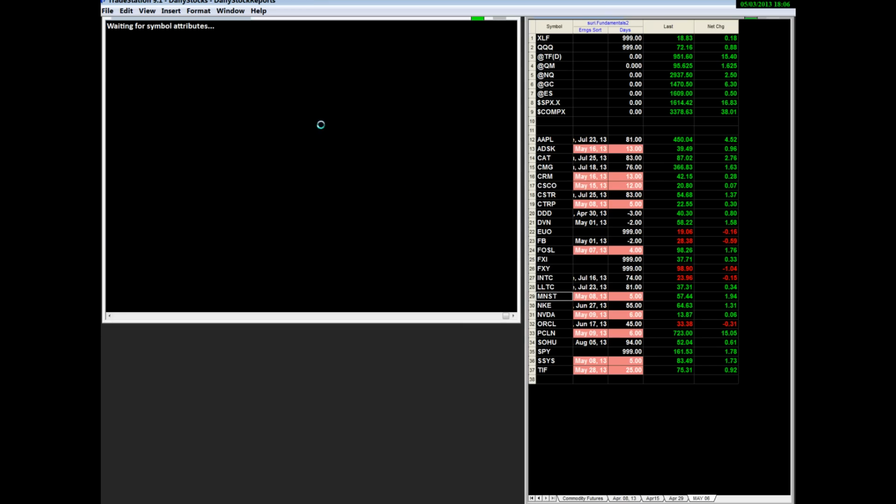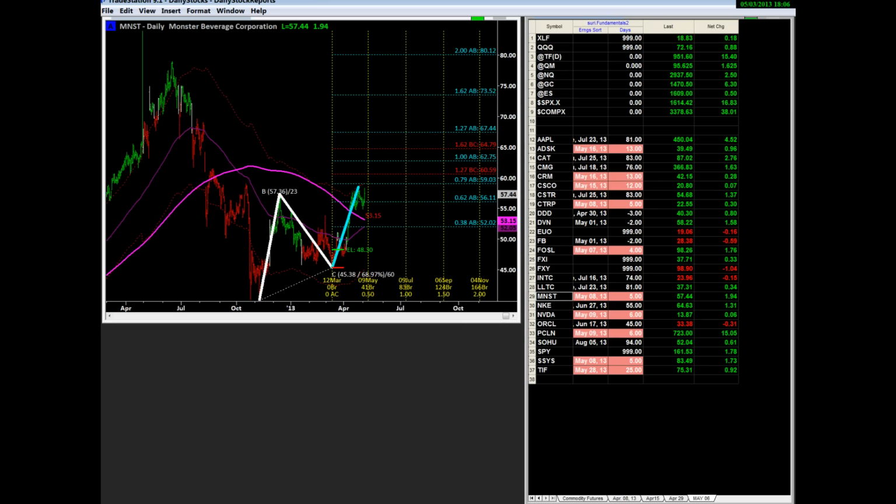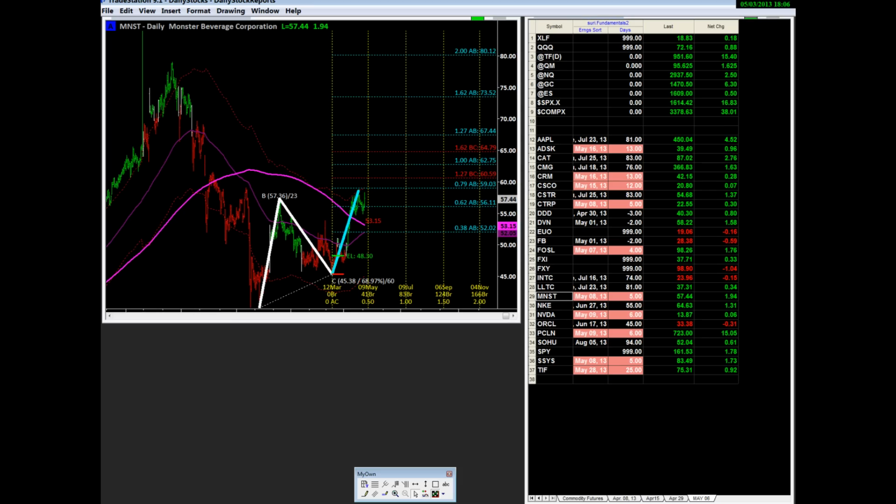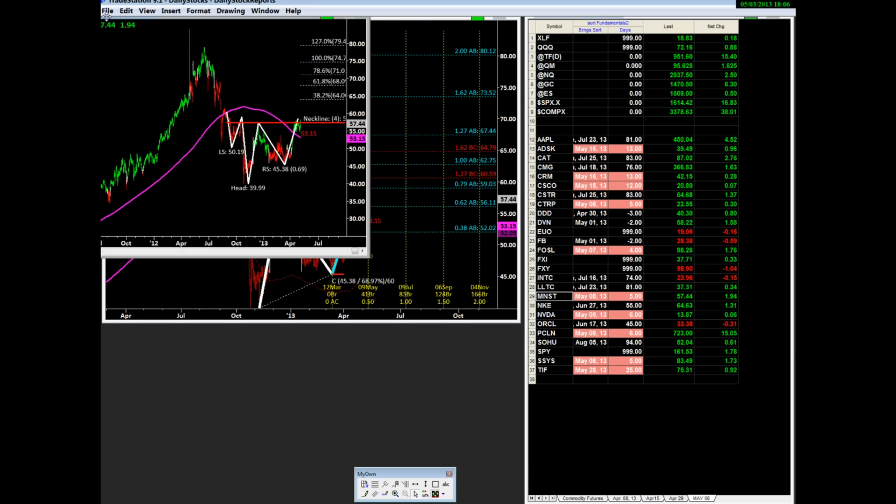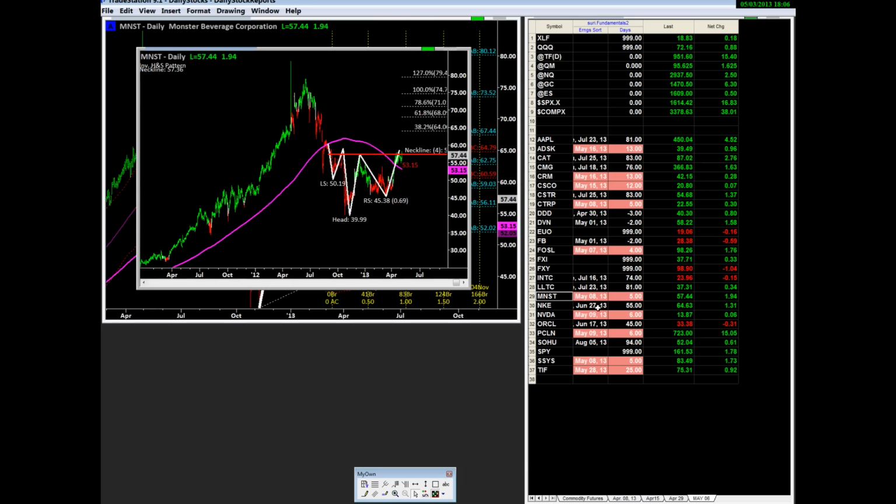Next, let me show you this one: Monster Energy. It has an ABC, but it also has an inverse head and shoulders pattern. And again, the earnings are due on May 8th. It's a bit of a controversial stock, so I'll be a bit careful with Monster Energy.